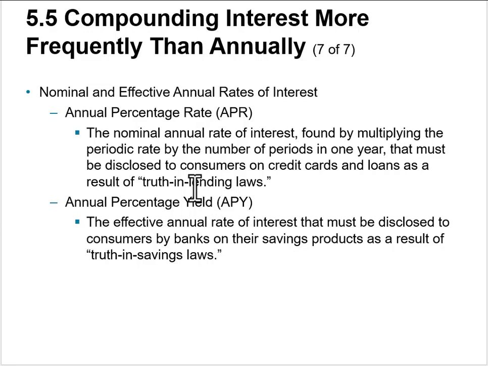So again, we have these numbers, these differences. The annual percentage rate, that's the nominal rate. Sometimes they refer to the effective annual rate as the annual percentage yield. Right? So there are some differences in terminology depending on your textbook, depending on the circumstance in the financial environment.